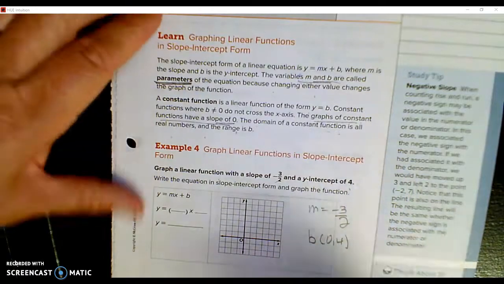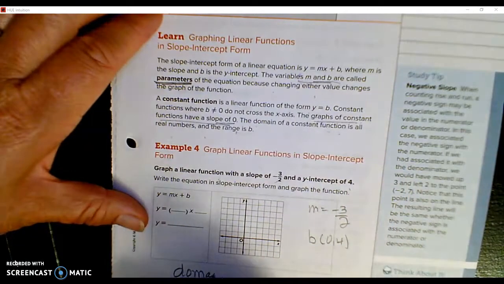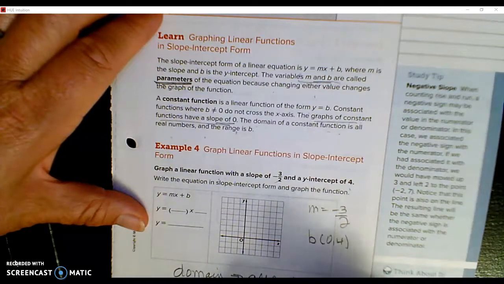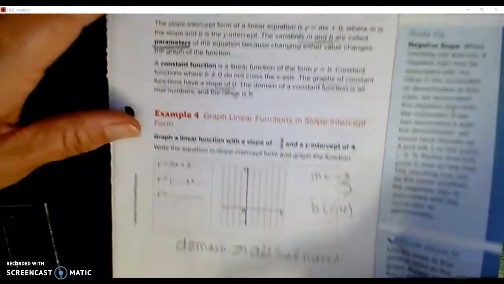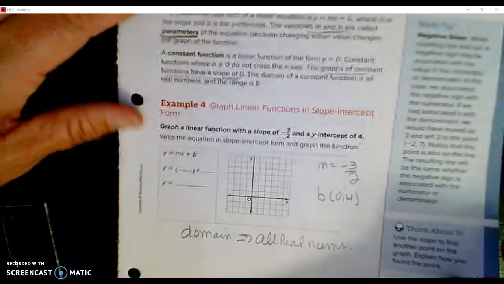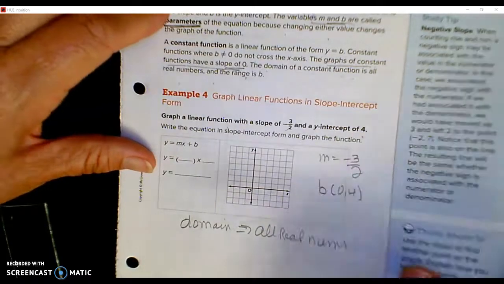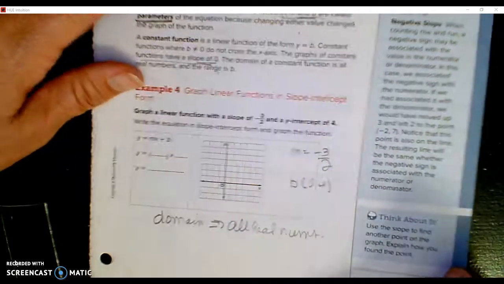So the domain are inputs, all real numbers, and your range is whatever comes out, right? Whatever happens to come out. So usually it's all real numbers too. Okay, so let's take a peek.